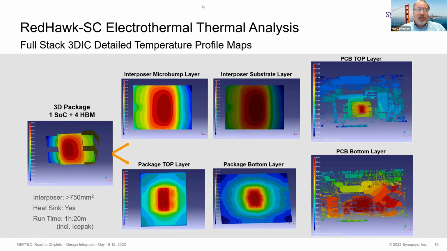Here you see the thermal map of the entire system. It's a 3D package with one large SoC in the middle and 4 HBMs, high bandwidth memories, on the corners. You can analyze this per layer. You can see the temperature distribution on the microbump layer or the substrate layer or the package top layer, the package bottom layer. And of course, you can also see these thermal distributions across the entire package, whether it be a PCB or a multi-chip package. So this is a thermal analysis package that's integrated with Electrothermal. Next slide.